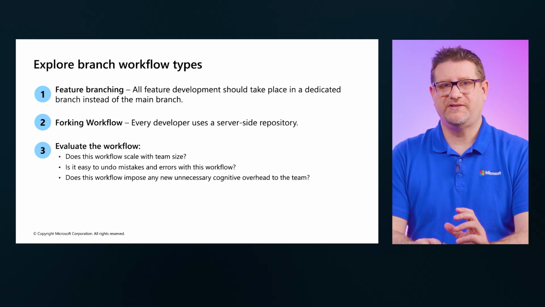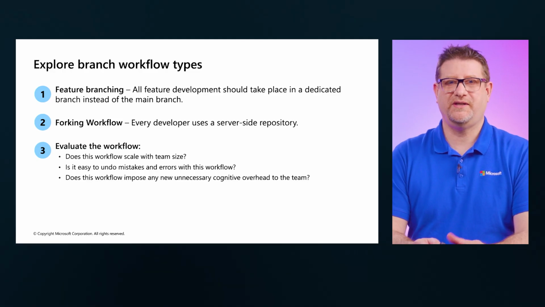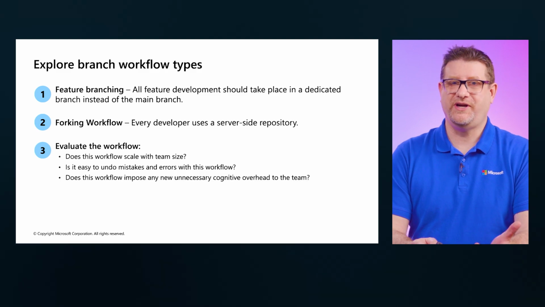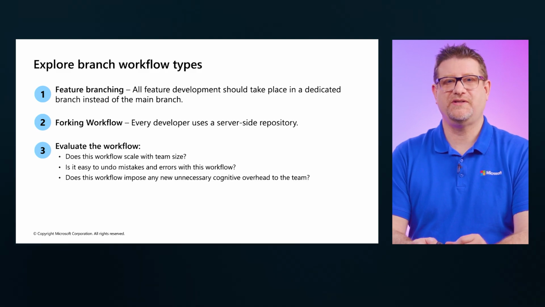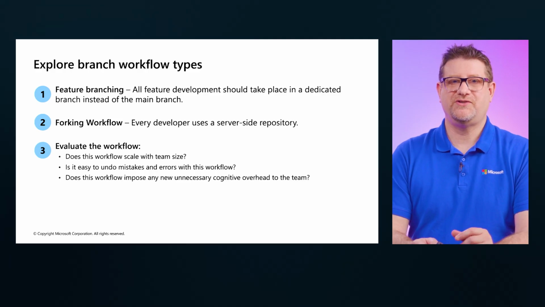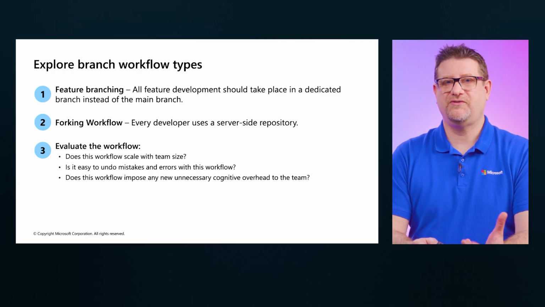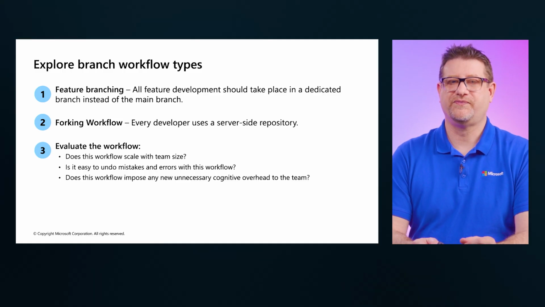Branching strategies are essential for managing code changes in a collaborative environment. They define how developers create, merge, and manage branches in our version control system. A well-defined strategy ensures that teams can work on features, fixes, and experiments without disrupting the main code base.